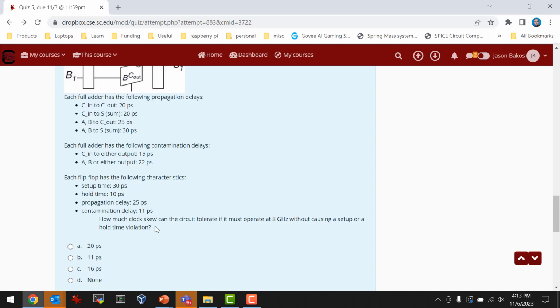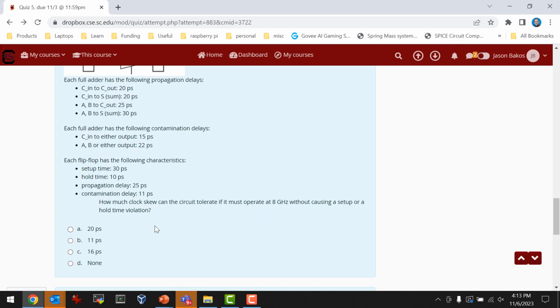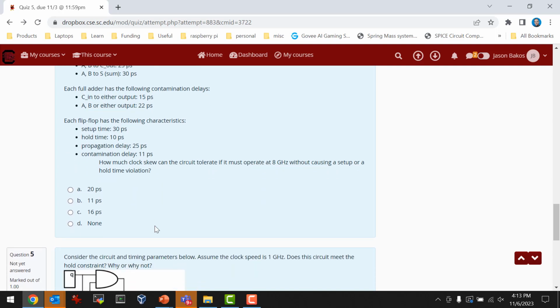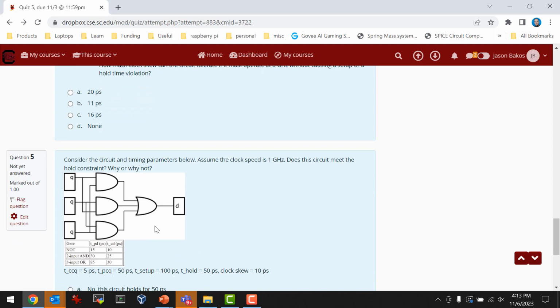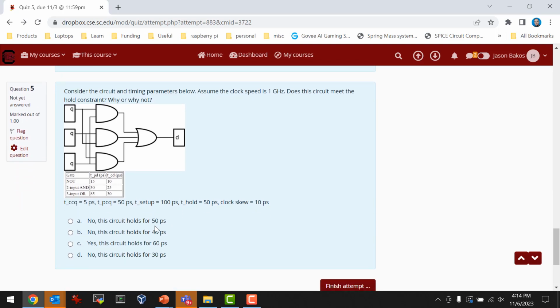And in this case, we're just calculating max clock skew, but make sure you calculate it for both setup and hold time. Don't make the same mistake I did. And then consider the circuit and timing parameters below. Assume the clock speed is 1 gigahertz. Does the circuit meet the hold constraint? Why or why not?